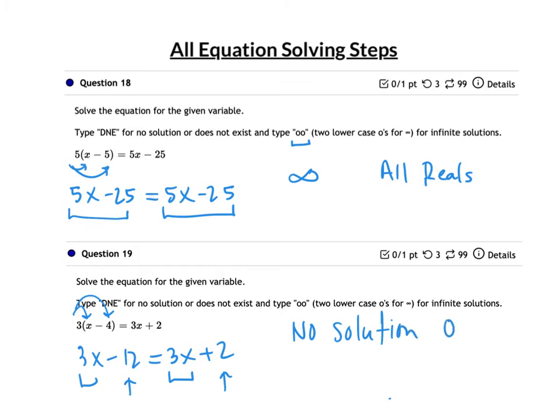And we use this symbol sometimes. And in WAMAP, you will say DNE. The solution does not exist.